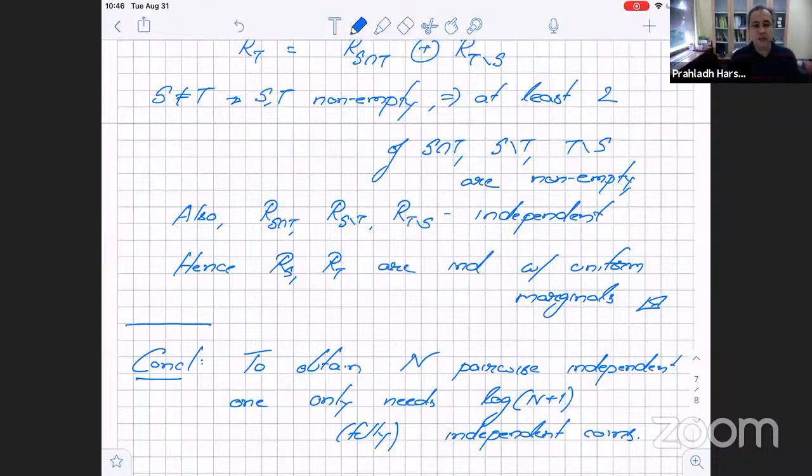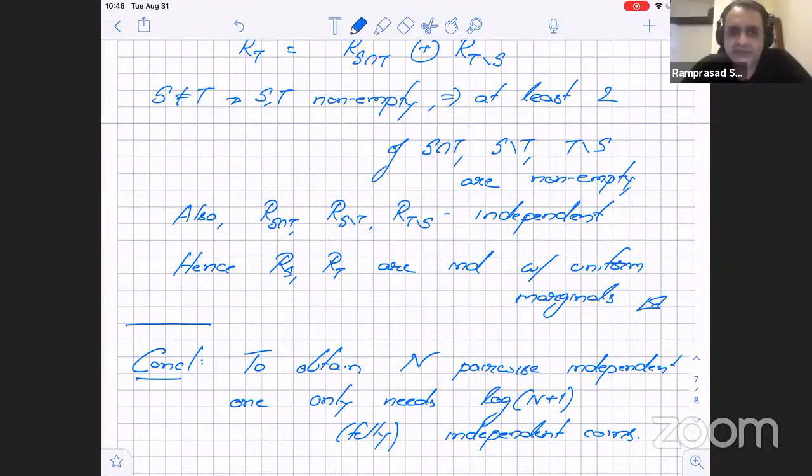For example, for the max cut example, you don't have to go over all possible 2 power n sets. It's only sufficient to choose log of n plus 1 vertices, and then the rest are all set this way. So if you now apply the enumeration scheme, there are only n plus 1 cuts you actually need to look at. You don't need to look at 2 power n cuts. To obtain n pairwise independent points, one only needs so much.